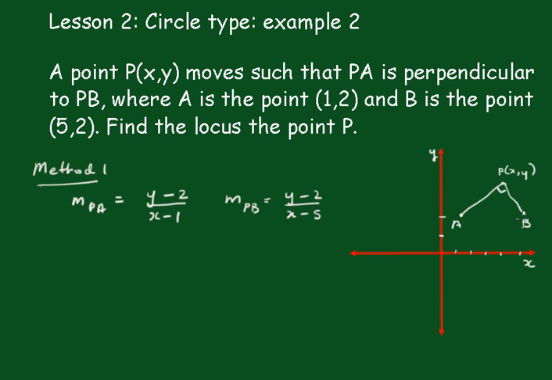Now because these lines are perpendicular to each other, then we know that the gradient of PA multiplied by the gradient of PB must be equal to -1. So we'll replace this gradient with y minus 2 over x minus 1, and the other one the same, y minus 2 over x minus 5, and that's equal to -1. Now technically that is the locus, but it's a pretty ugly looking thing at the moment, and we're going to just change that a bit.